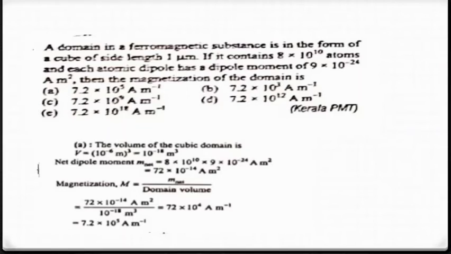Now the net dipole moment is the product of the single dipole moment and the number of atoms. The single dipole moment is 9 into 10 raised to minus 24 and the total number of atoms is 8 into 10 raised to 10. So the net magnetic moment will be 8 into 10 raised to 10 into 9 into 10 raised to minus 24. When it is divided by the volume, we will get the magnetization, and the answer is 7.2 into 10 raised to 5 amps meter raised to minus 1.